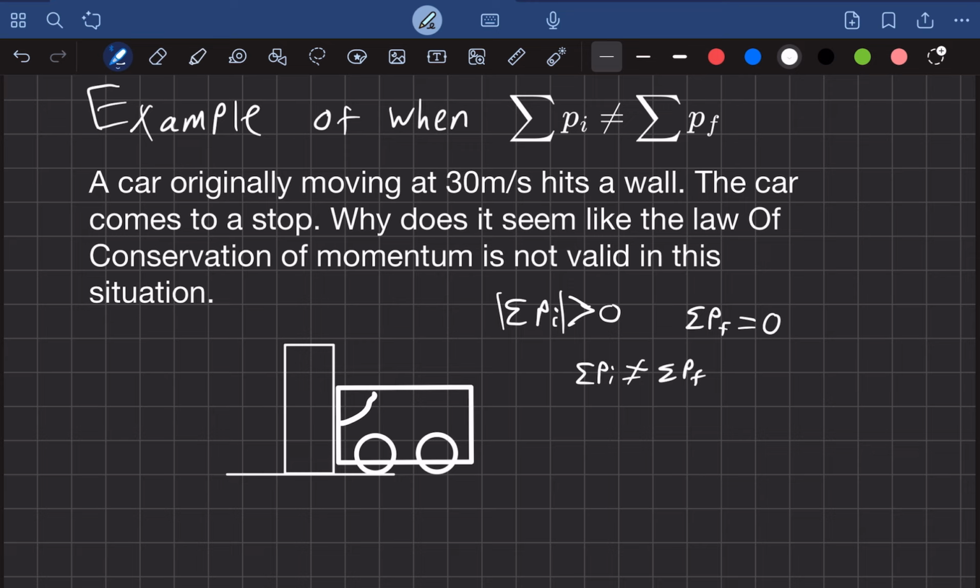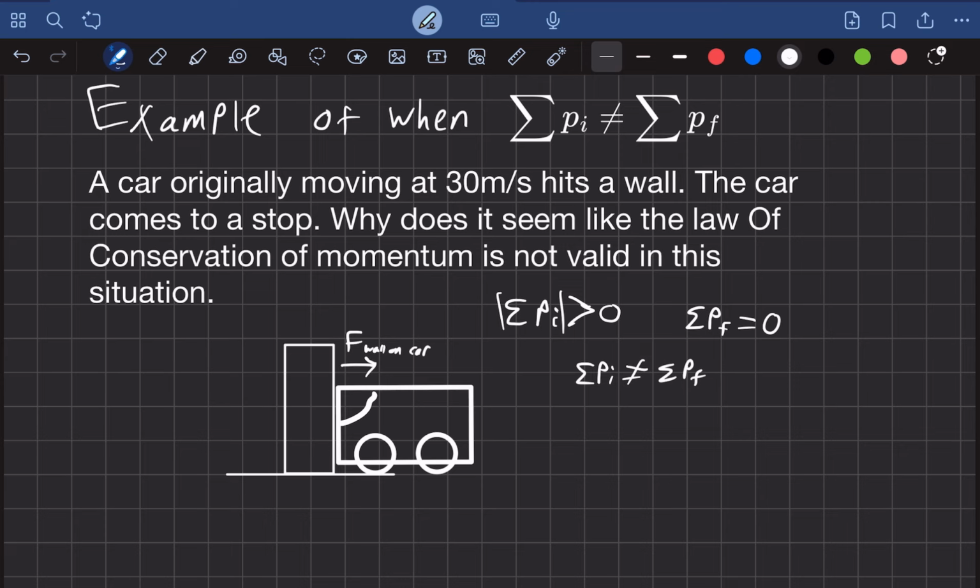But we're not taking into account something. When this car hits the wall, the wall is going to push back on the car. And this force, the force of the wall on the car, is an outside force, an external force, that is not being taken into account here.